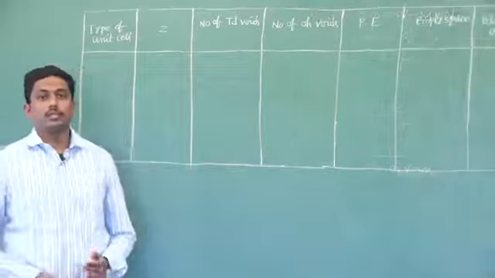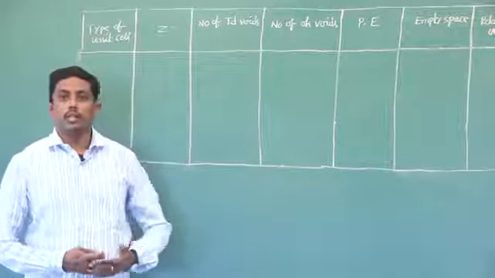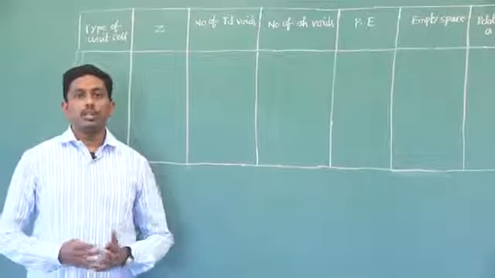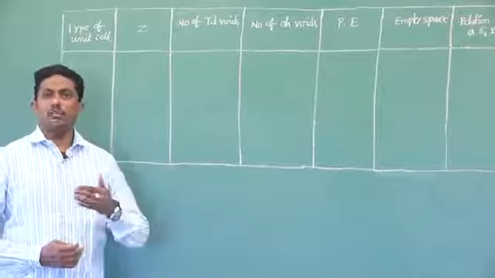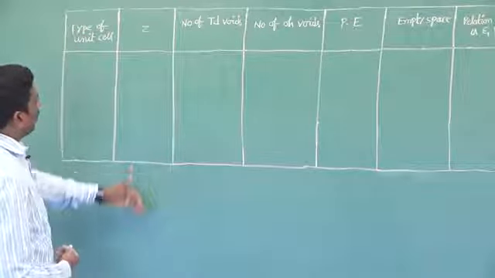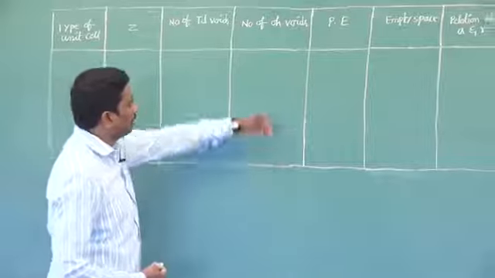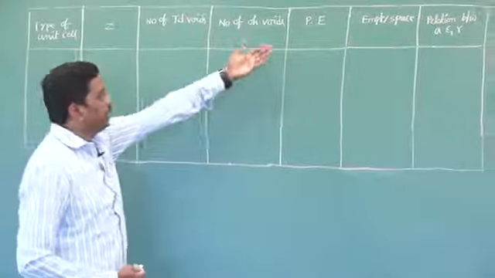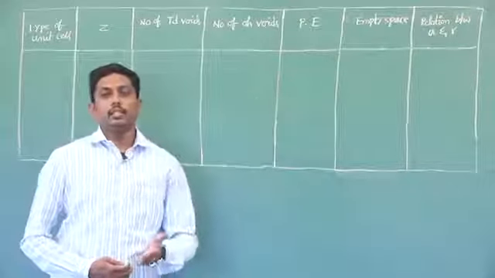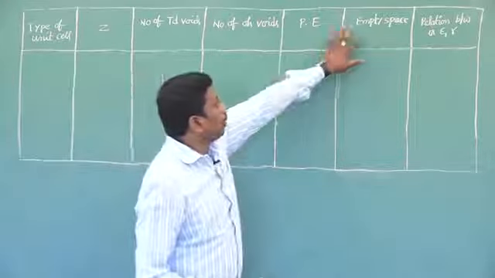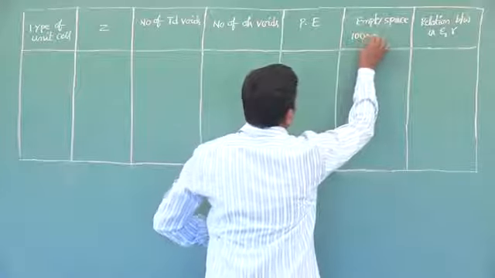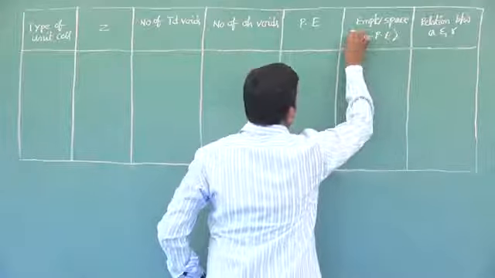Now see, students, till now we studied packing of solids and packing efficiency in solids. Based on that, the information present in packing and packing efficiency we can represent in a tabular form. Types of unit cells, Z value, number of tetrahedral voids, number of octahedral voids, PE. PE means packing efficiency, and empty space, and the relation between a and r, where a is the edge length and r is the radius of the sphere. Empty space, how can we calculate empty space? See, 100 minus packing efficiency is equal to empty space.